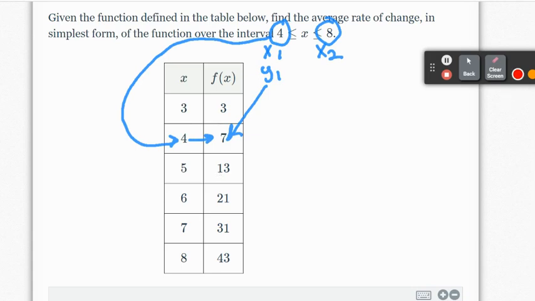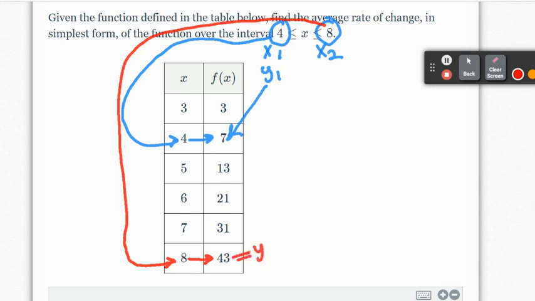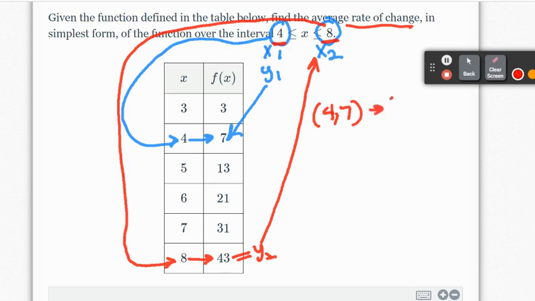And then the second part is to go with the 8 on down the table. We find the 8, and its output is 43. That means this is your y2 because it connects to the x2. So essentially what this problem is asking when they say find the average rate of change is just the slope between the two coordinates that are found by these x inputs of 4 and 8. So the first coordinate is 4, 7. And the second coordinate is 8, 43.